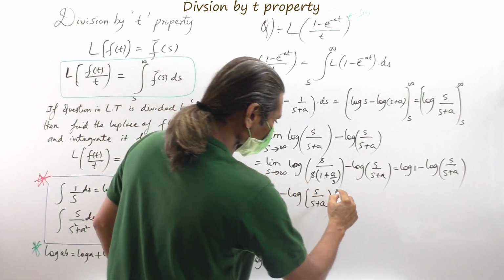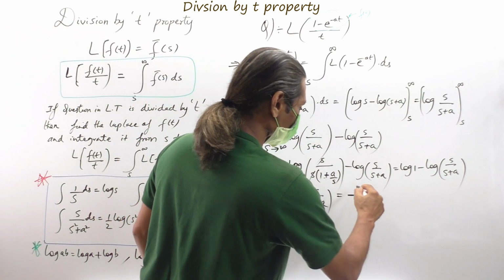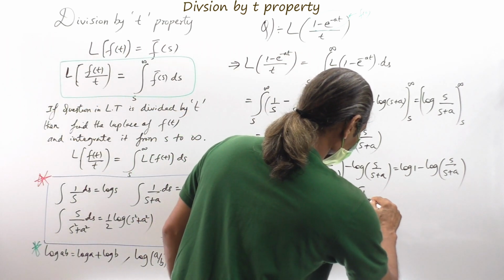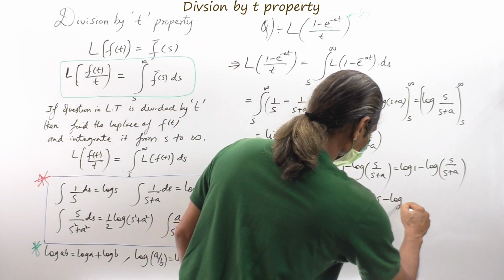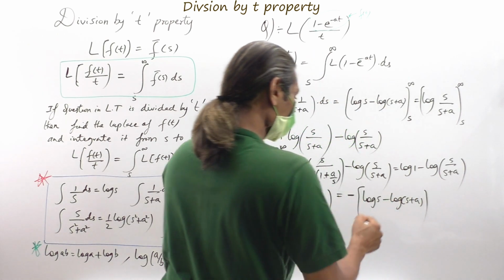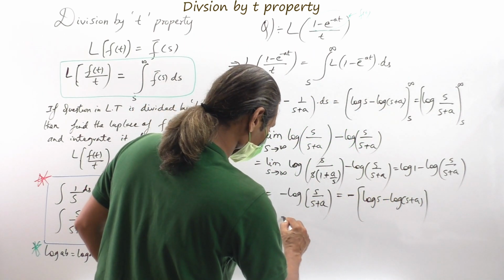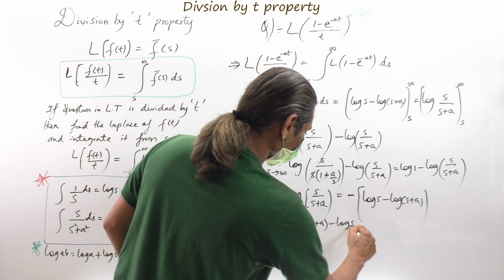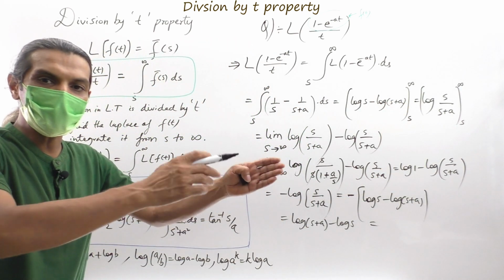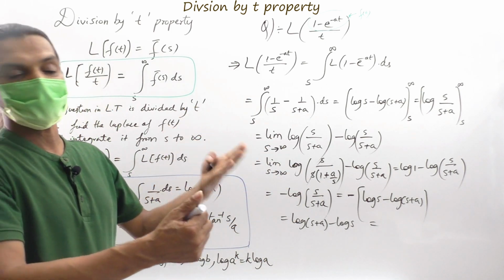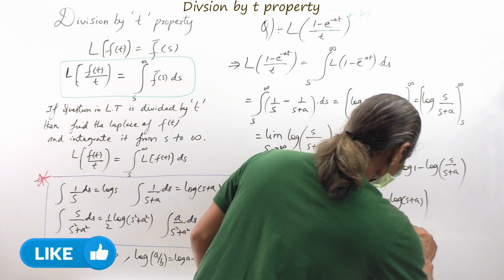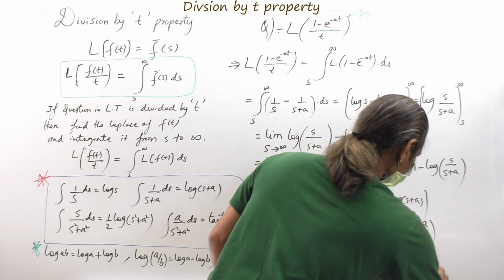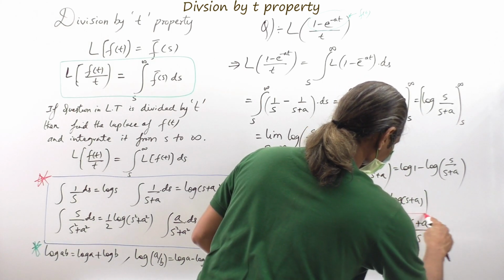Now, again, what is log a by b? Let us get the final answer here. Log of a by b is log a minus log b. So, log of s minus log of s plus a. So, again if I open a bracket, minus and minus become plus. So, we will get log of s plus a minus log of s. So, the final answer is again log a minus log b, which is log a by b. So, the standard answer for this is log of s plus a by s. This is the standard answer, that is all.